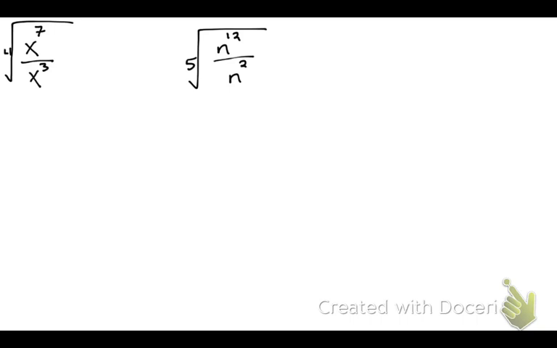Why don't you hit pause and try these two? We have the 4th root of x to the 7th over x cubed, and the 5th root of n to the 12th over n squared. Let's see how you did.